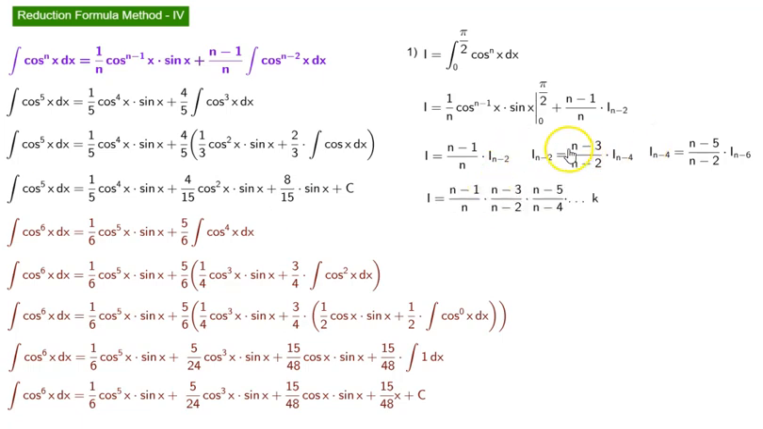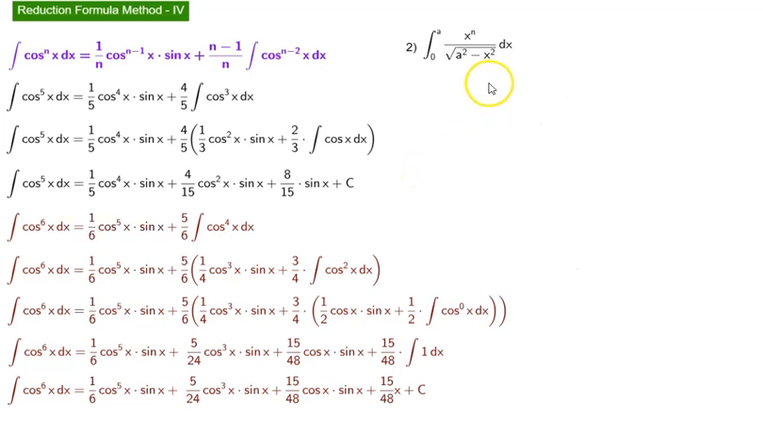Now combining all of this, we get I is equal to n minus 1 by n times n minus 3 by n minus 2 times n minus 5 by n minus 2 times dot dot dot times k. So k will be the last term and k will be equal to pi by 2 if n is even and it will be 1 if n is odd.